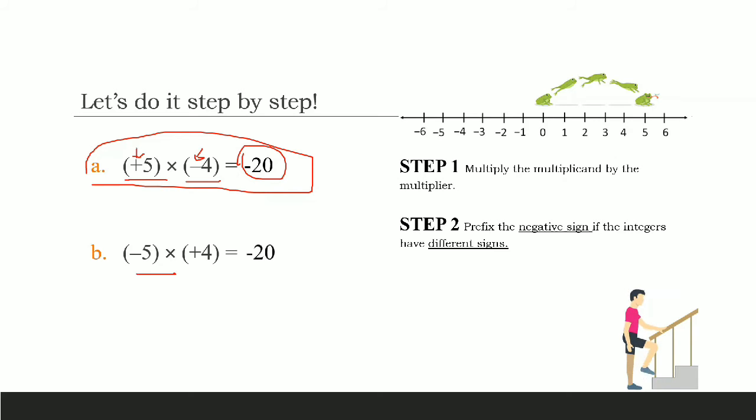Ayan po, step by step din po natin sa letter B. Negative 5 times positive 4, times natin si multiplicand by multiplier, and our answer is negative 20. Negative because they have different sign. Prefix the negative sign if the integers have different signs. Ayun po yung step 2 natin ha. Ilalagay daw natin sa unahan si negative sign pag meron siyang different sign. Different. Yung isa negative, yung isa positive. Kaya ang sagot natin ay negative 20.